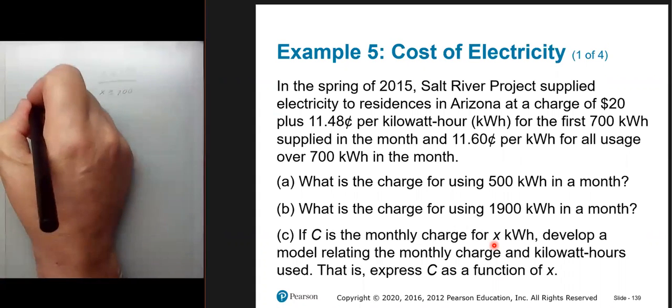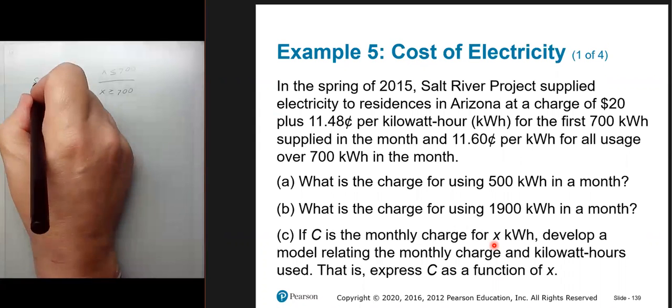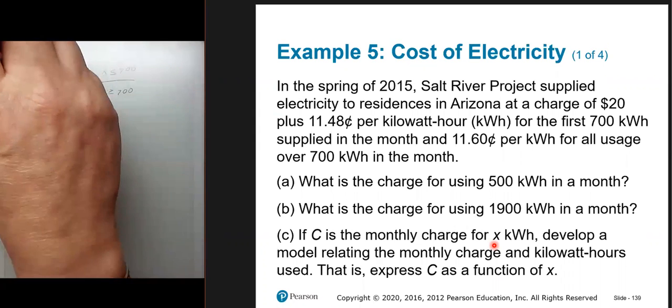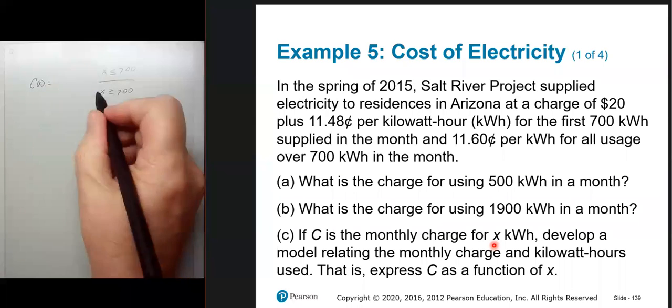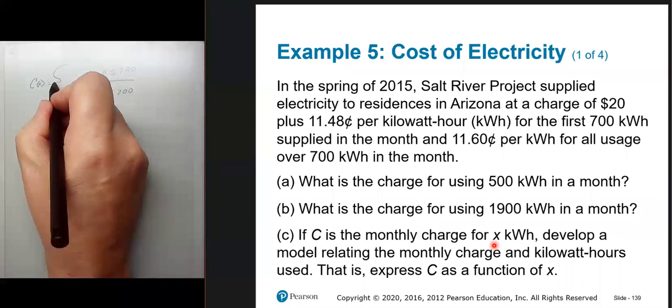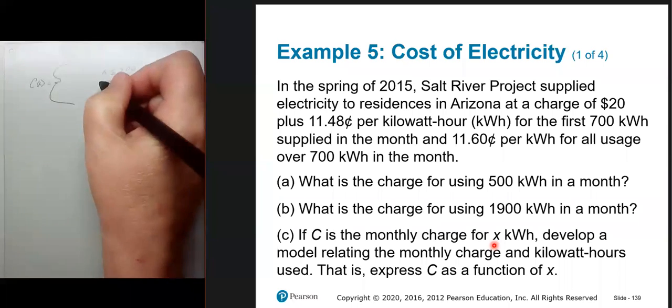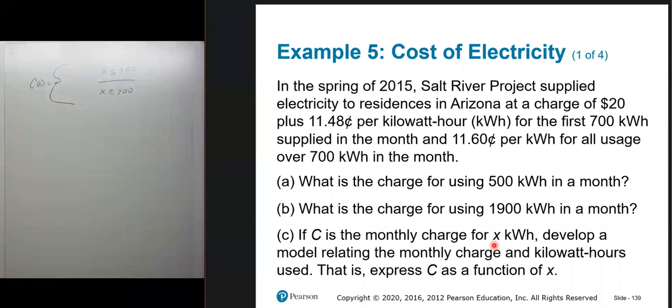What is our cost function going to be? Well, it's a piecewise function, so we're going to find out what those two functions are. What is the charge for using 500 kilowatt hours? Well, 500 kilowatts is less than 700, so we use this portion of the graph.